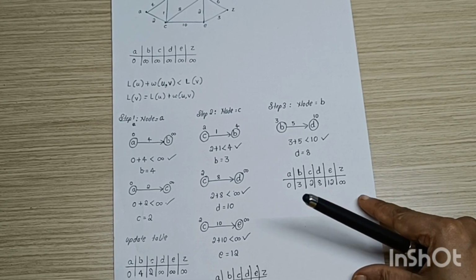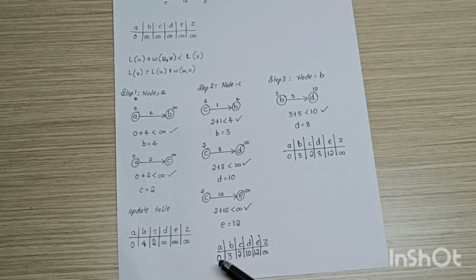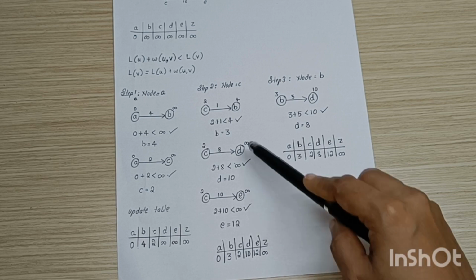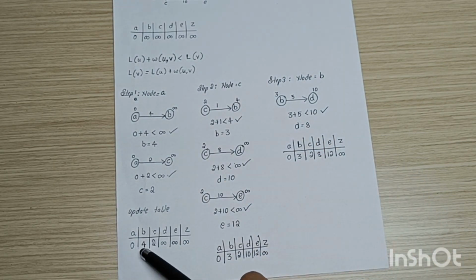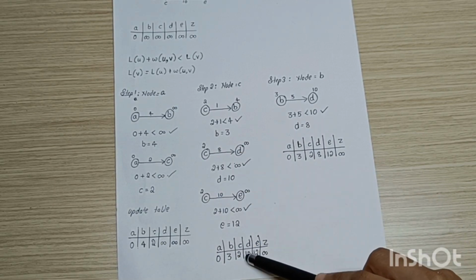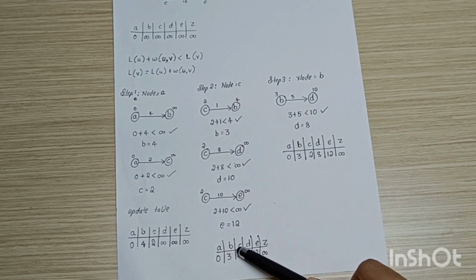Once we solve all the edges, we are going to update the table now. So write as in the previous one: A, B, C, D, E, Z. Here you can see the value of B is updated with 3. Previously you had 4, so now it will be 3. D value with 10 and E value with 12. C is again taken from the previous table and the rest with infinity.